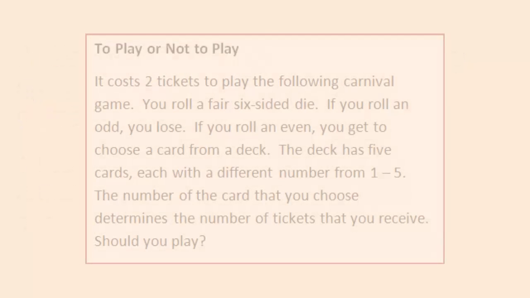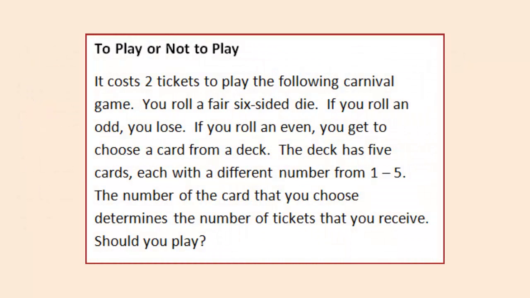Let's say we're interested in playing a carnival game. The rules are this. You roll a fair 6-sided die, and if your number is even, you get to pick one card from a deck of 5, each containing a unique number from 1 through 5. Then, depending on the number on your card, you get to win that number of tickets. So, if you pick a card that has a 4 on it, you get to win 4 tickets. And let's also say that to play the game, you have to pay 2 tickets.